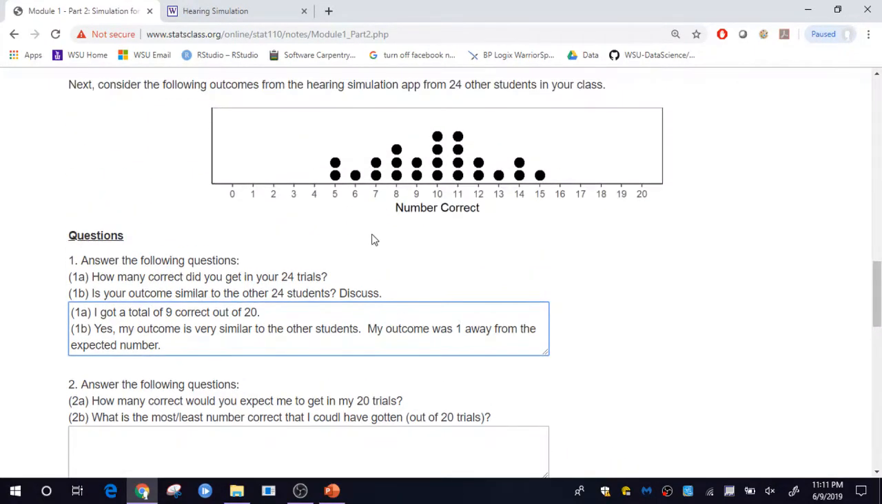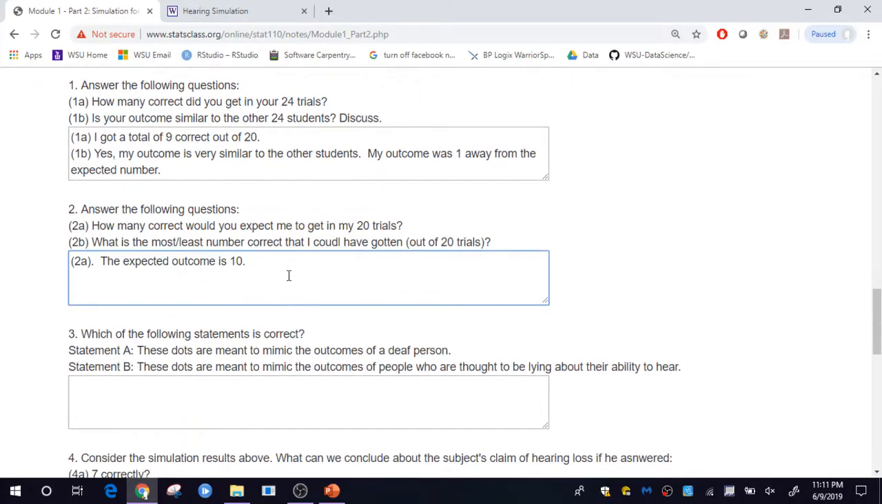So your best guess for the number of correct for a deaf person is going to be the expected outcome. So for question 2A, the expected outcome is 10. Again, in order to determine this value, you just simply take the number of trials times the probability of getting a correct guess, which is 1/2 here. So 20 times 1/2 is 10. That's how that value is computed.